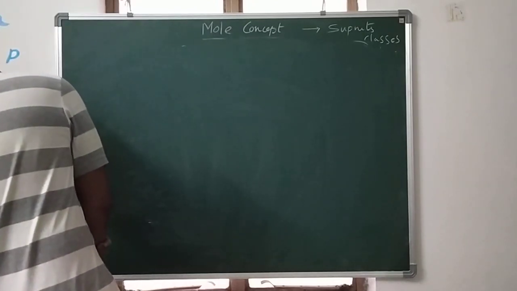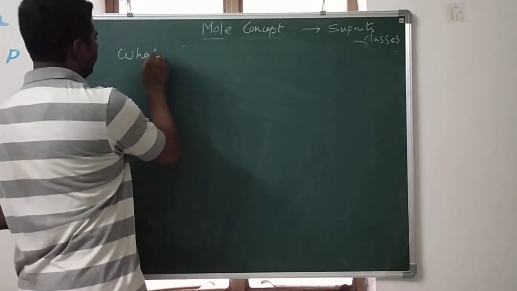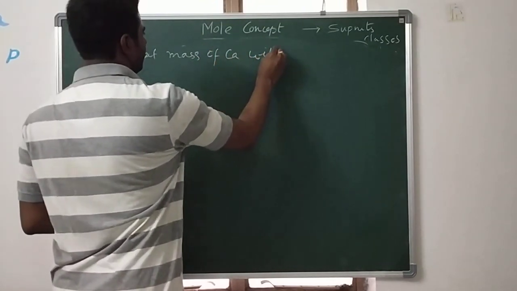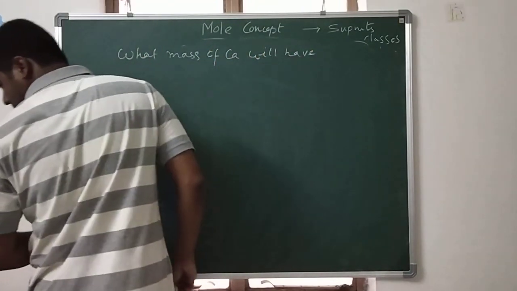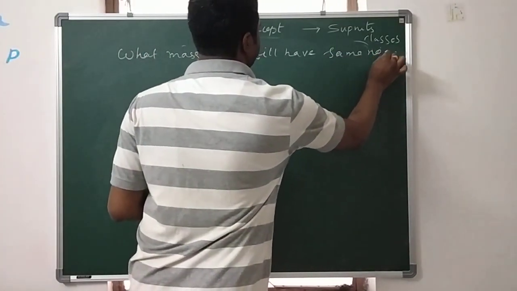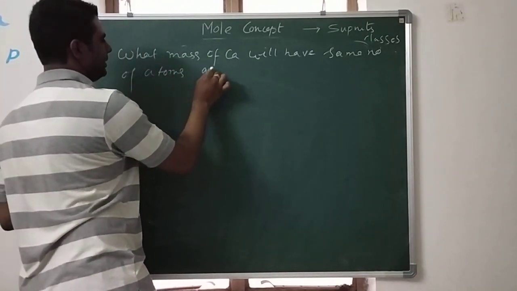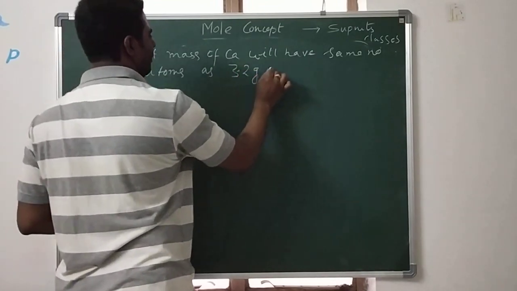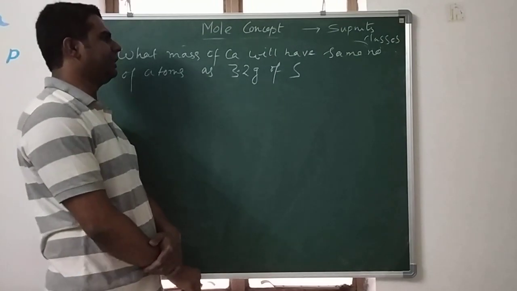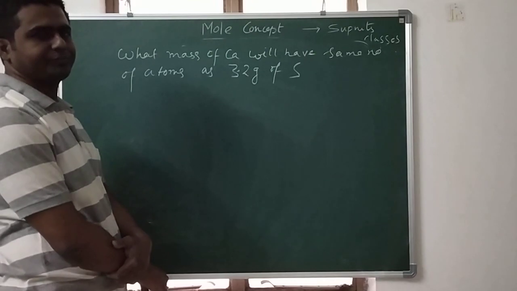Next we'll do this. What mass of calcium will have the same number of atoms as 3.2 gram of sulfur? How will you do it? What mass of calcium will have same number of atoms as 3.2 grams of sulfur?